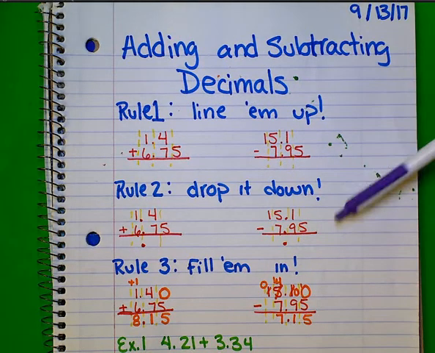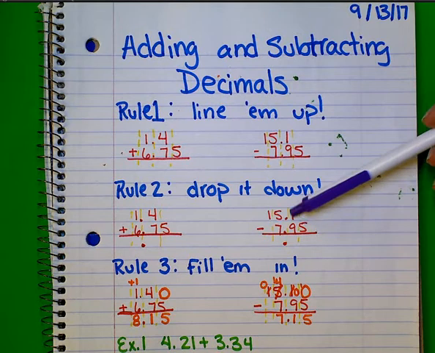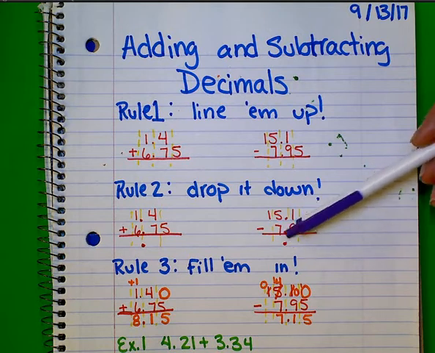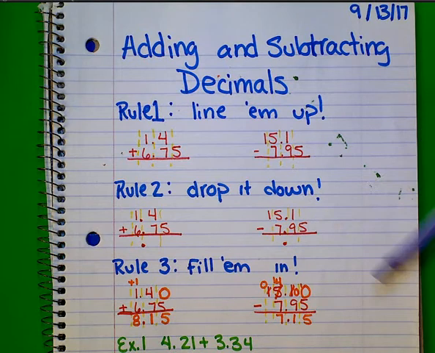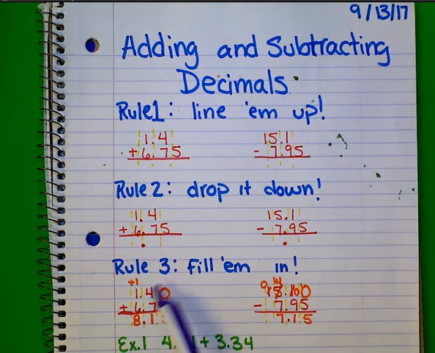Rule 2, drop it down. You're going to drop the decimal down where it needs to go, so you keep it in order. You have to align the digits to the actual place value that it's in. Rule 3, fill them in.